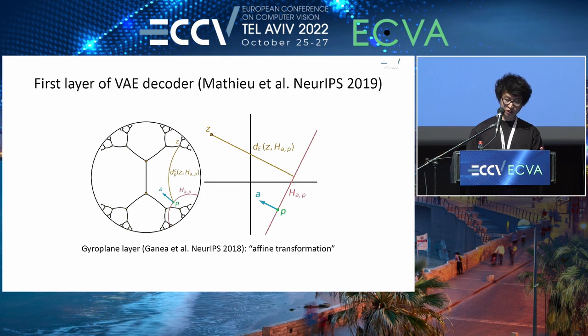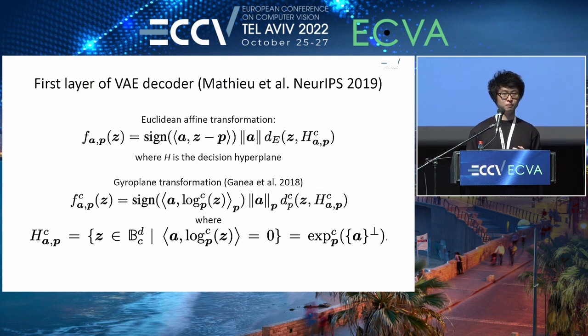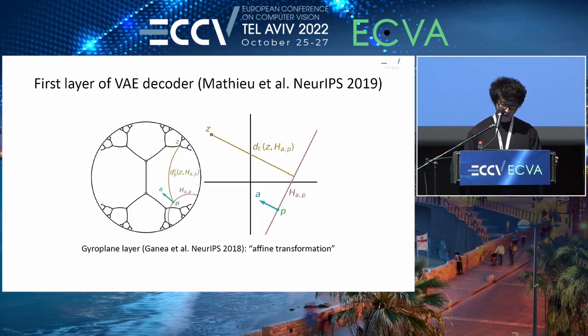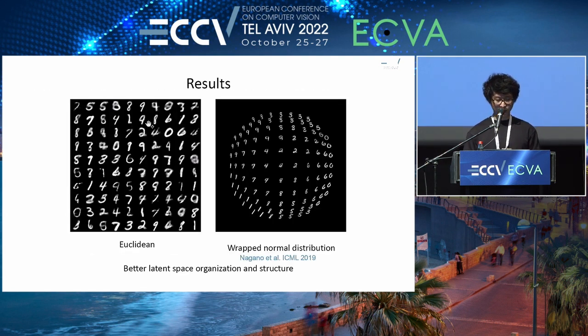And one last thing to note is that this is not a hyperbolic to hyperbolic affine transformation. It's a Euclidean to hyperbolic affine transformation. For hyperbolic to hyperbolic, you would need something different, and I would recommend you check out this paper. And finally, we get the results.